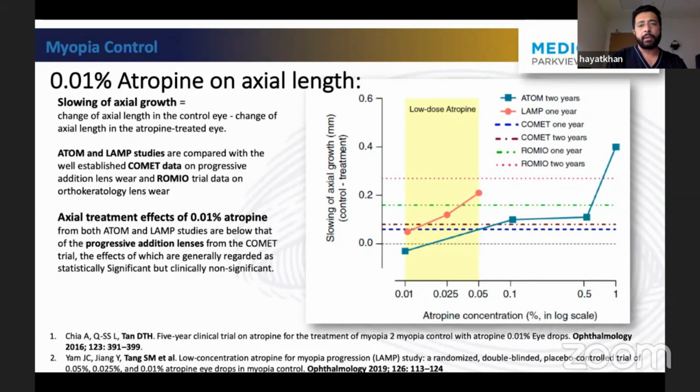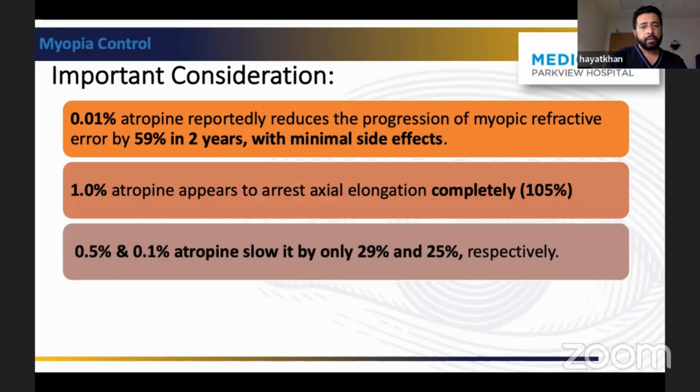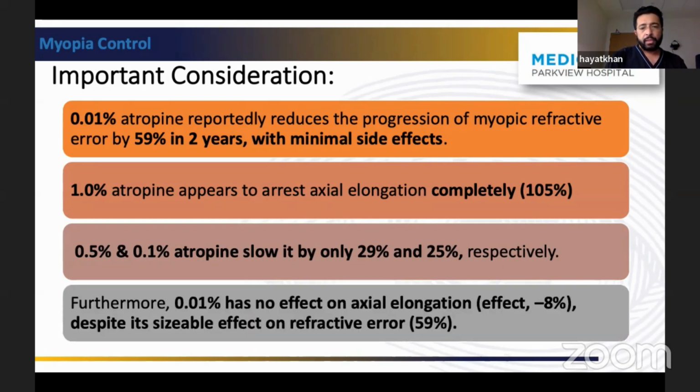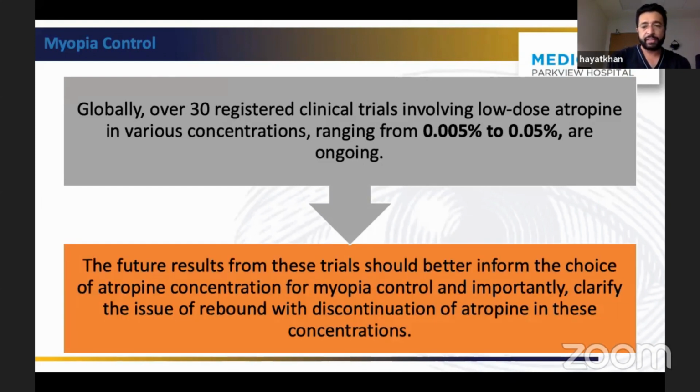So very important to inform about the axial length, that how the slowing of axial length is when we talk about ATOM studies, 2 years, LAMP study. And what we found is that 0.01%, we have to think if really it is the correct percentage to improve the progression of myopia. And then of course, when we talk about 1%, it is very effective, but there is a rebound phenomena which we do not want. So when it comes to the axial elongation, sometimes the effect of 0.01% drops have not been so improved as compared to the other concentrations. But that is the one which is at the moment freely available in our hospital, and we are using it, and we are pretty happy over the last 5 years that I've been using.